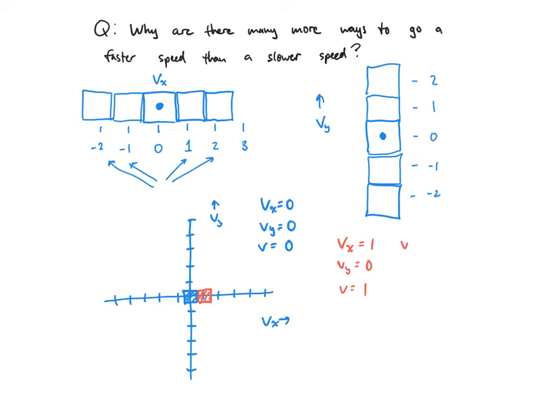Now how about a different situation? What if Vx was negative 1 and Vy was 0? The speed would be 1. That's this box right here. And then next situation, Vx equals 0, Vy equals 1. Speed, again, equals 1. That's this little box right here. Now, Vx equals 0, Vy equals negative 1, speed equals 1. Same speed. All of these red boxes have the same speed.